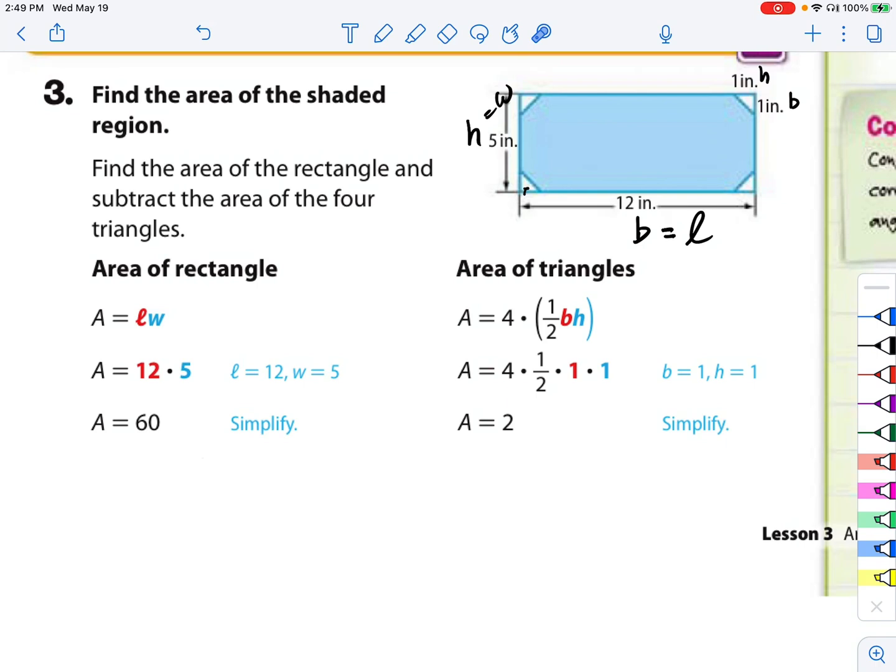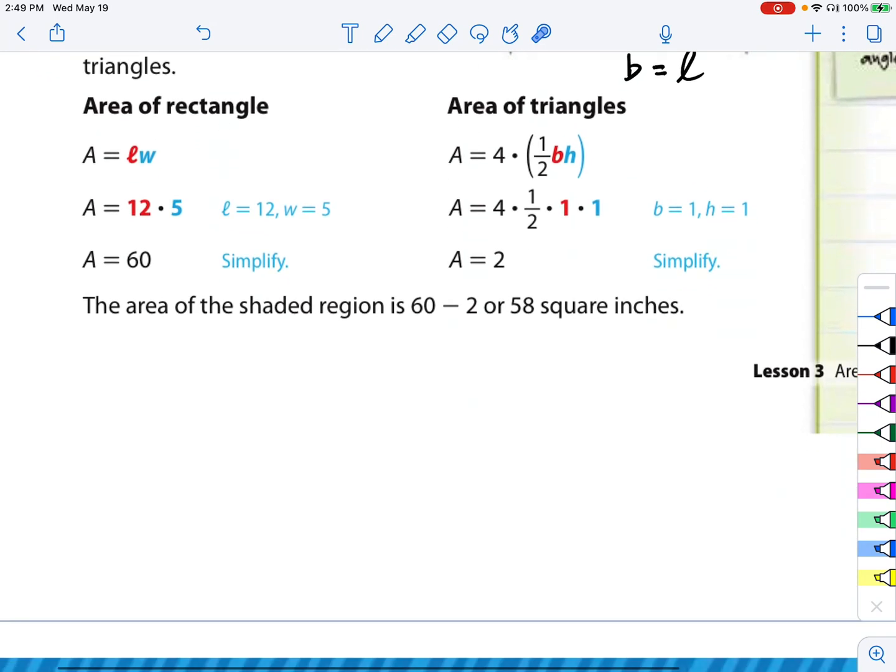So we simply now look at our triangles right here. They are not part of the shaded region. So what we are going to do is get the area of our rectangle and subtract these 4 triangles with an area of 2 square inches. That's exactly what we're going to do. 60 minus 2 will give us 58 square inches. Okay?